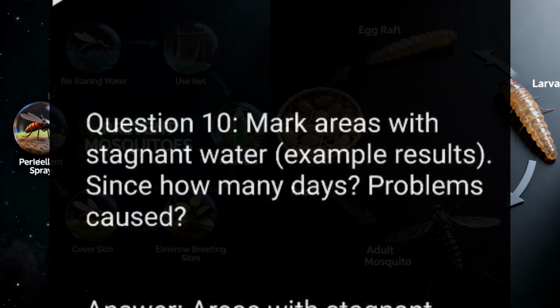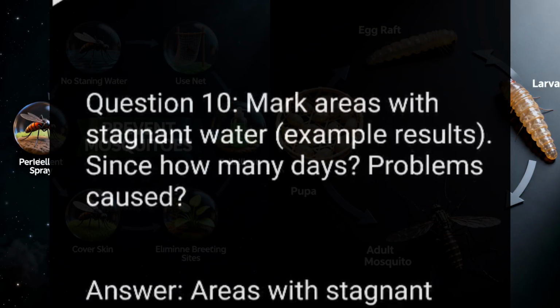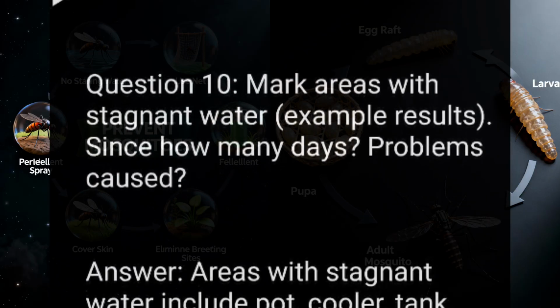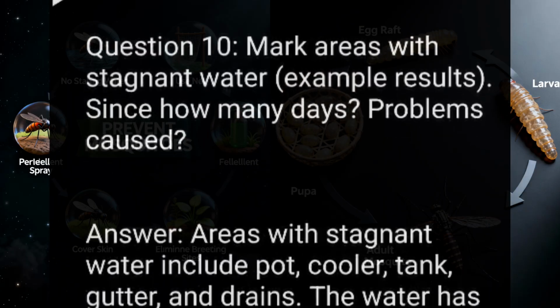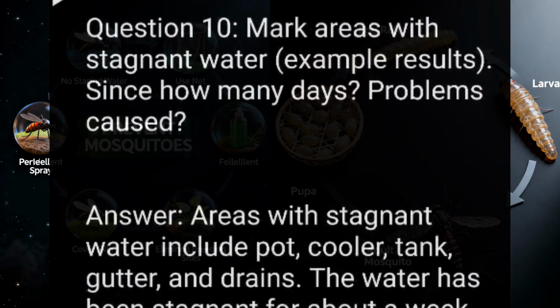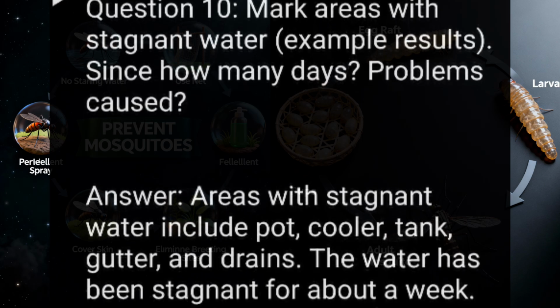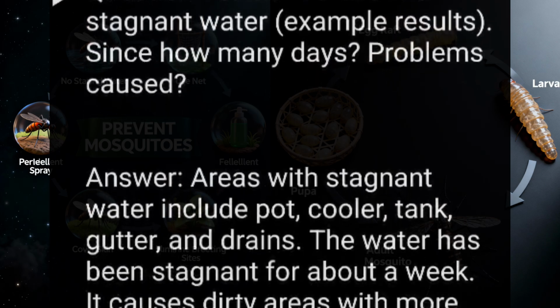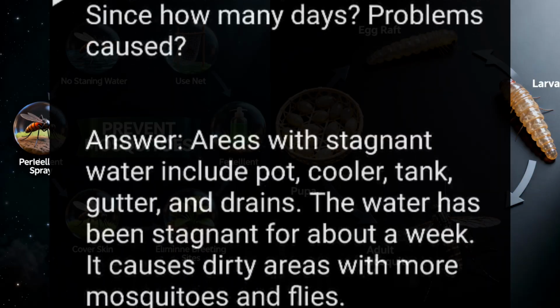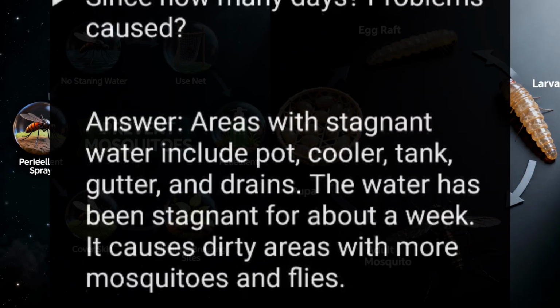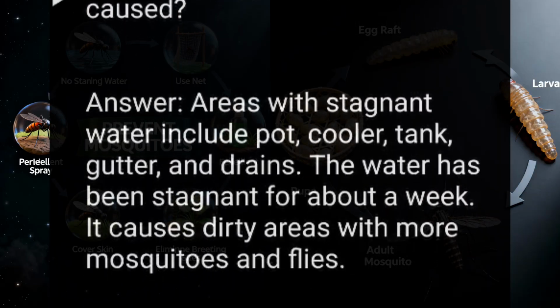Question 10. Mark areas with stagnant water. Example results. Since how many days? Problems caused. Answer. Areas with stagnant water include pot, cooler, tank, gutter, and drains. The water has been stagnant for about a week. It causes dirty areas with more mosquitoes and flies.